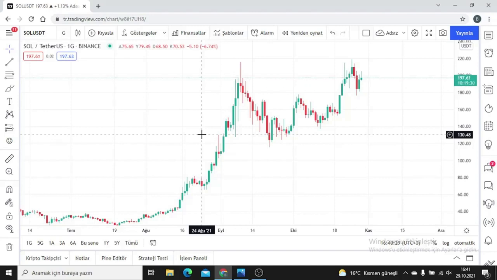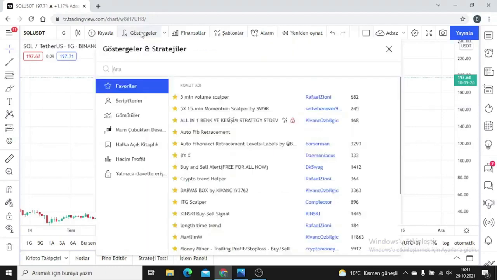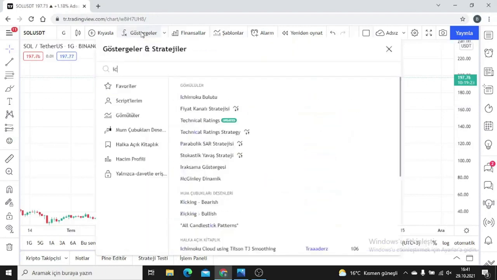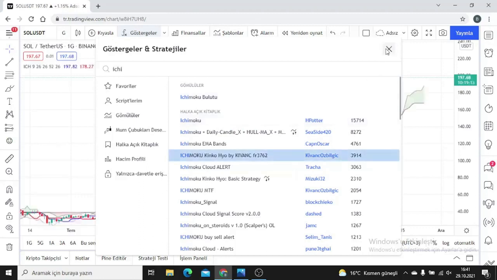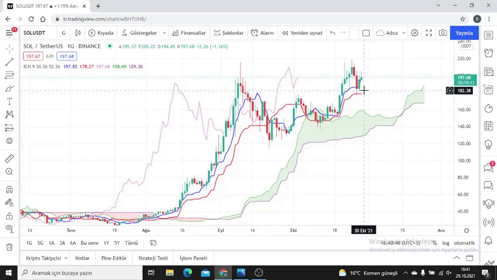Now, let's move on to our indicator. I'm writing Ichimoku in the indicators section, friends. As you can see, I am opening the indicator of our teacher Kavanchaz Biljik from here again. Because Kavanch is really good at this and adapts and presents the indicators to us very well. Thank you here too. Now, at first glance, this indicator may seem confusing to you.